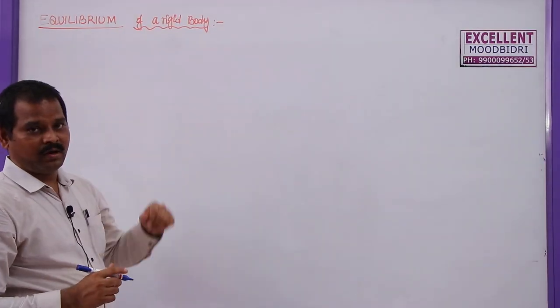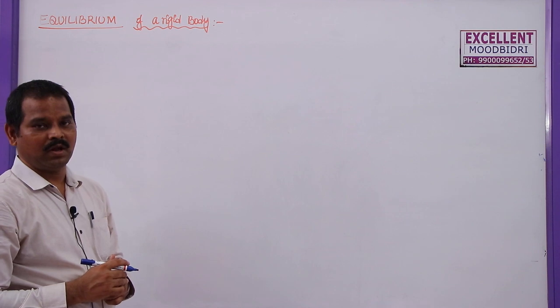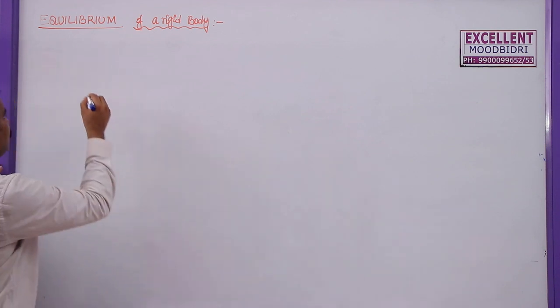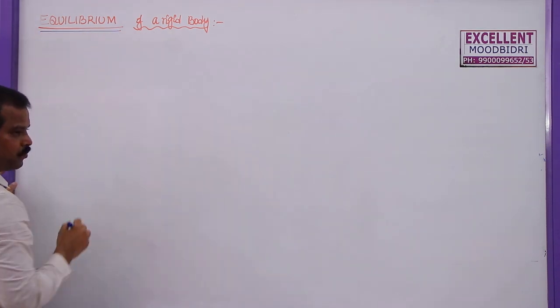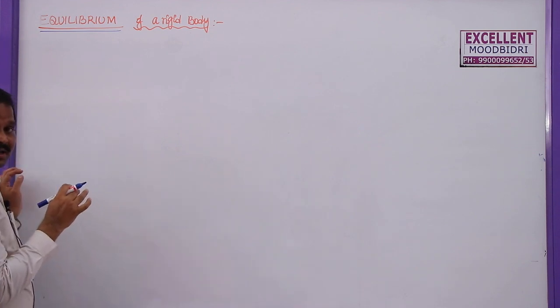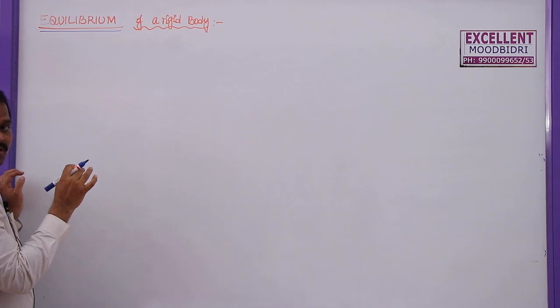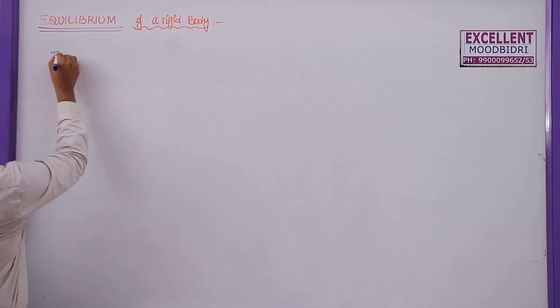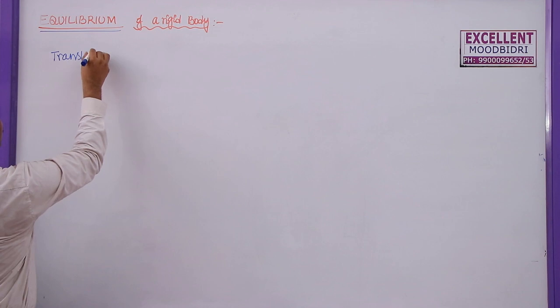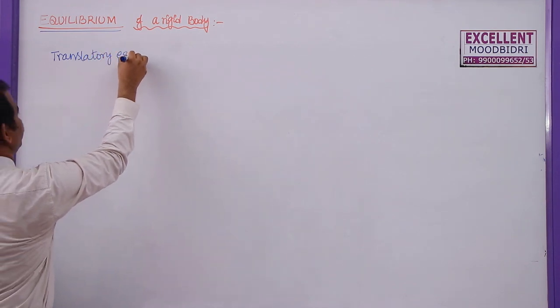Here in mechanics, while discussing laws of motion in the chapter, we studied about equilibrium of a body. In that lesson, we studied only about the translatory equilibrium of a body. So, what is this translatory equilibrium?